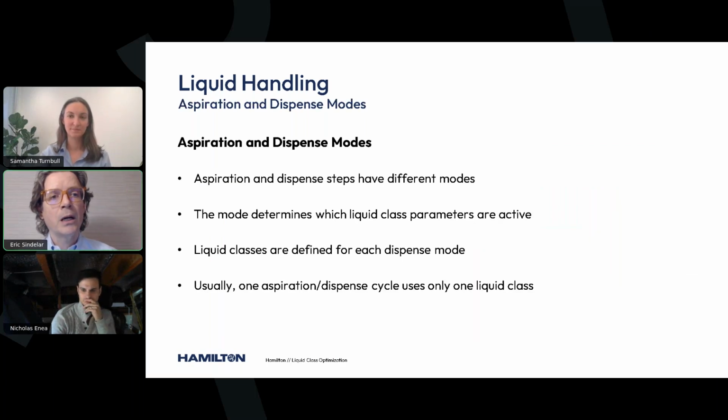One other aspect in regards to liquid handling and setting liquid classes is to be aware that our platforms actually have different aspirate and dispense modes. And these modes actually determine which liquid class parameters are active. So it's important to understand how these work, because you could be adjusting some parameters that may not even be active during a transfer. Now, for each transfer, you would specify a liquid class, and typically for one aspirate and dispense cycle, you would just use one liquid class for that transfer.